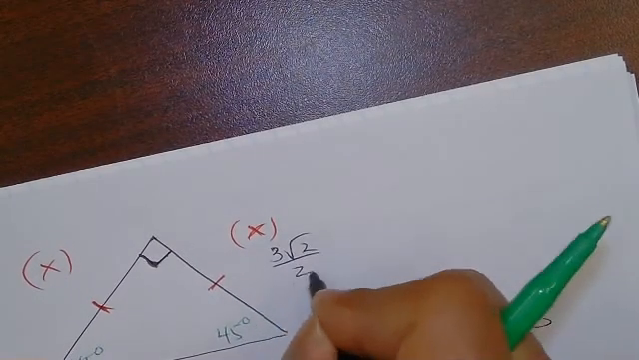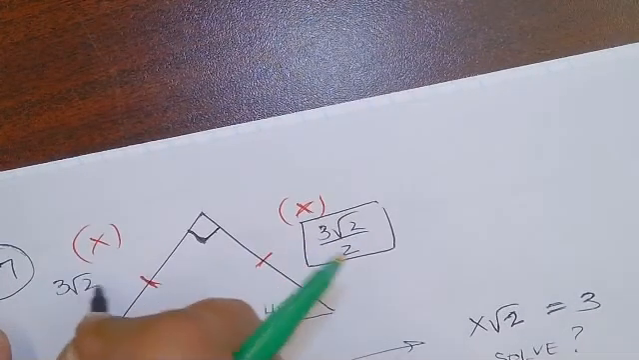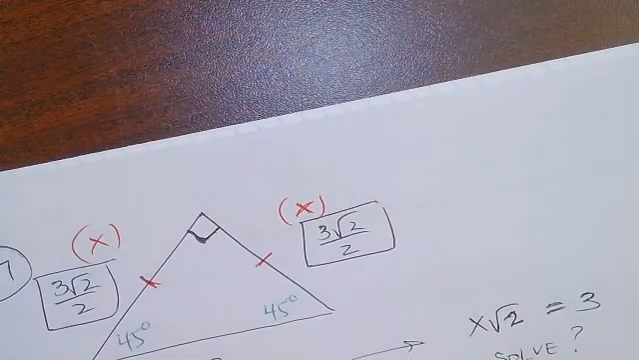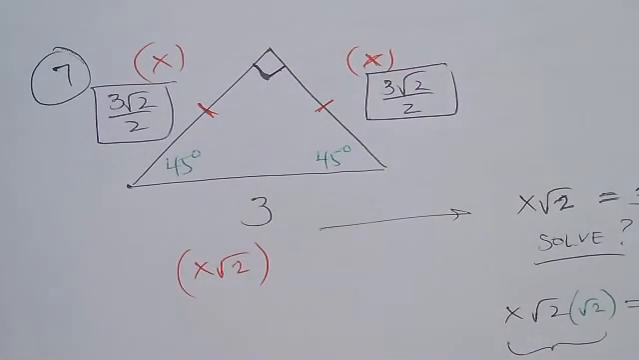So come back over here. We didn't have to find this one. This one's already 3. So these are what? These are x. So this one is 3 root 2 over 2. This side is also x, so it's also 3 root 2 over 2.